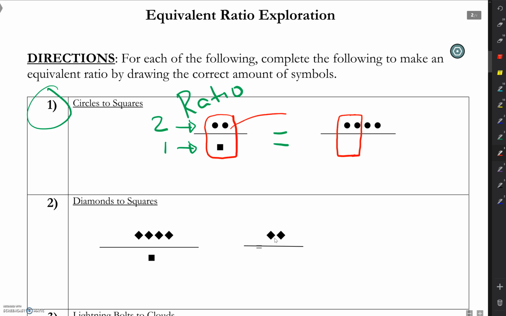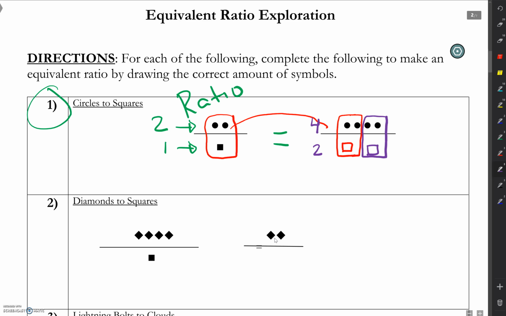And if you notice, 2 circles to 1 square. Now I have another set of 2 circles. 2 circles to 1 square. So if I have 4 circles, I would end up with 2 squares. So 2, and this would be 4.